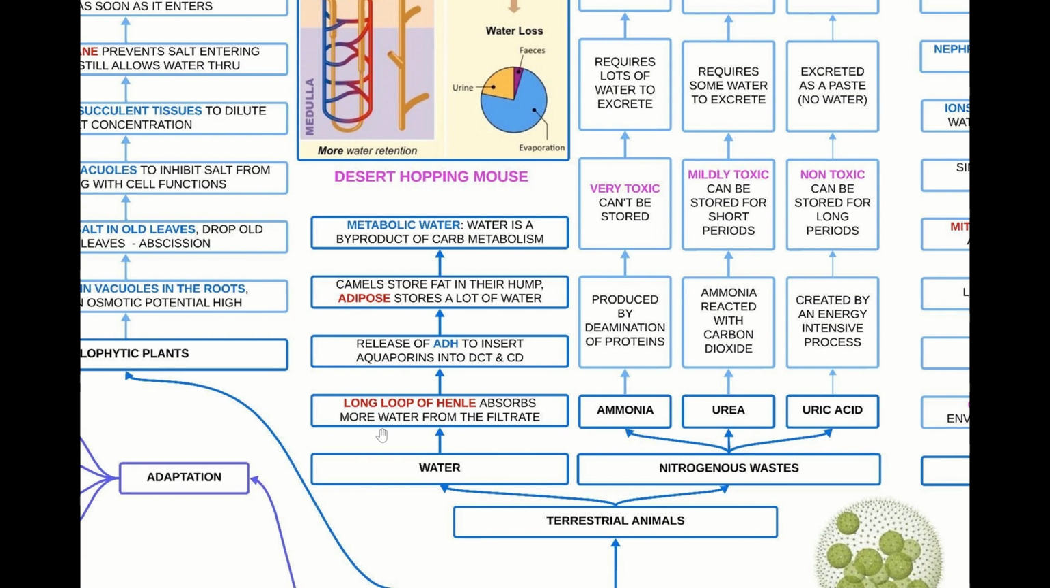where there are 2 structural and 2 physiological adaptations. The first structural is the long loop of Henle that absorbs more water from the filtrate. The desert hopping mouse has the longest loop of Henle for its body size.